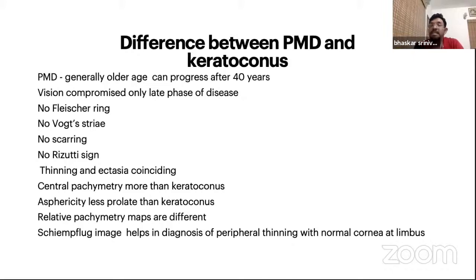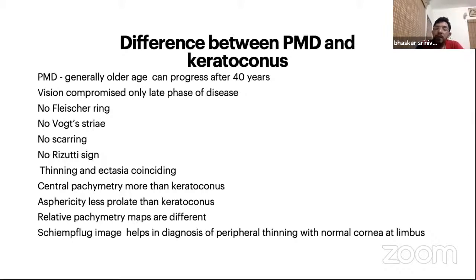You generally don't see the classical signs that you would see in keratoconus, like the Fleischer's ring, Vogt's striae, scarring, and residue signs, even though you can occasionally have a hydrops and that can result in scarring. The most important clinical thing here is that your thinning and ectasia do not coincide. If you look at a PMD, you have thinning, say inferior, and your ectasia is above that. Whereas in keratoconus, you will normally have the thinning and the ectasia coinciding.